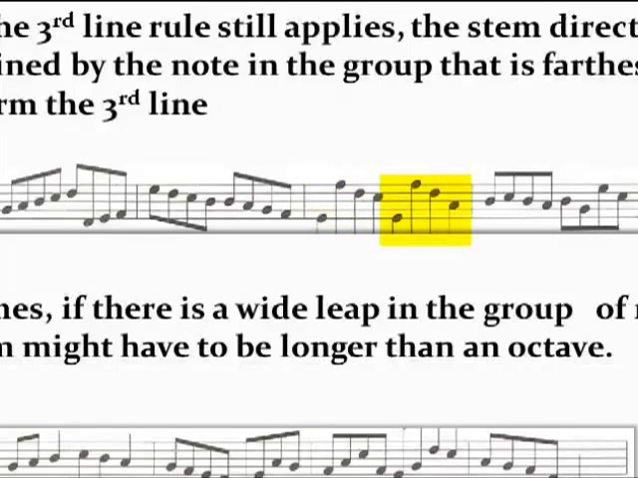In the last measure, the eighth notes could go either way because there's one note above the middle line and one note below the middle line. So drawing the stems up or down would be fine. In the last group, the E is the furthest away from the middle line, so all the stems will go down.